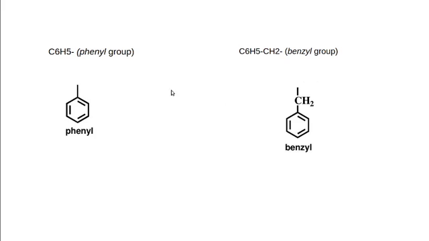Now for naming we can use this phenyl group. This is the phenyl group, that is a C6H5 group. Then the C6H5CH2 group is known as the benzyl group. So we can use these two groups for naming the benzene compounds.